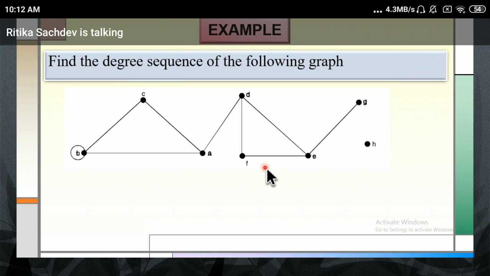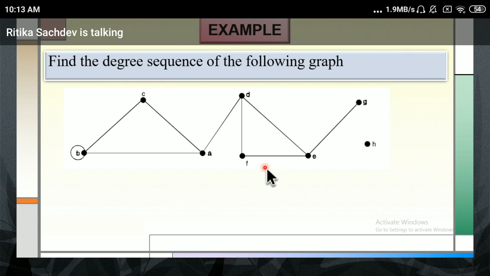This example says find the degree sequence of the following graph. Now we have to write down the degree sequence of the following graph. Degree sequence simply says first you'll have to write down the degrees of all the vertices. Once you have got all the vertex degrees, then write them down in the ascending or descending order. It is up to you. You'll have to follow one convention for the degree sequence. Usually we write the degree sequence in the descending order. But for this particular case, we'll be writing it in the ascending order.